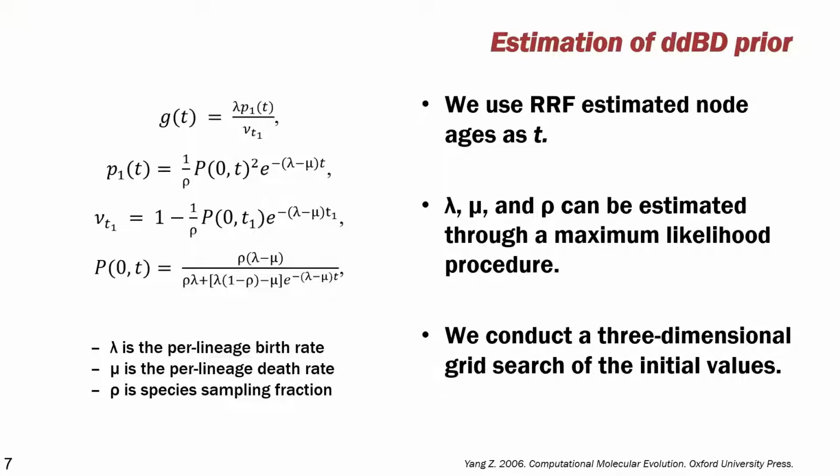The parameters in the birth and death process, the birth rate, death rate, and sampling fractions, can be estimated through a maximum likelihood procedure by using the equations here. I won't go into too much detail about how the parameters are estimated. If you're interested, I'm happy to take questions later.